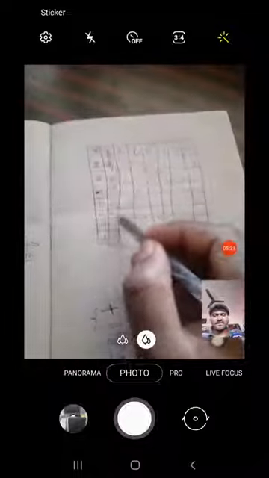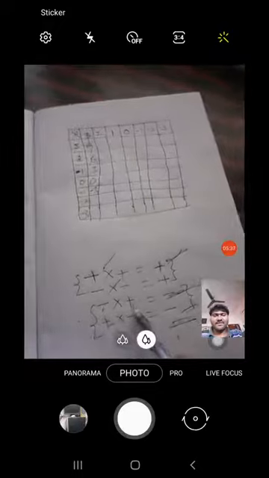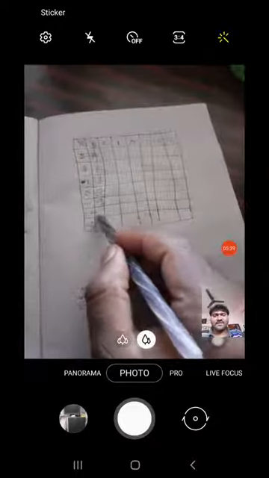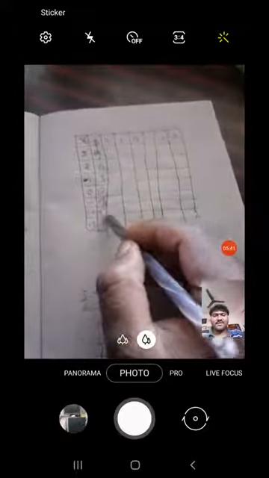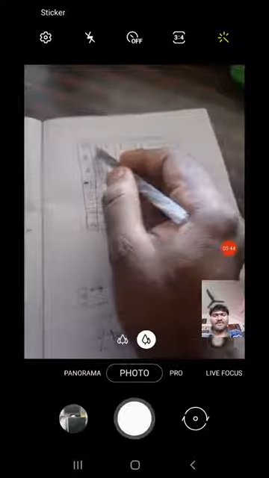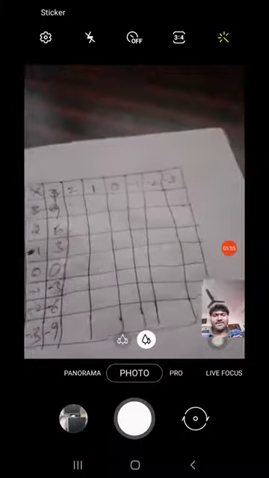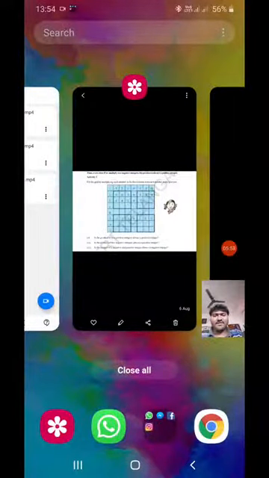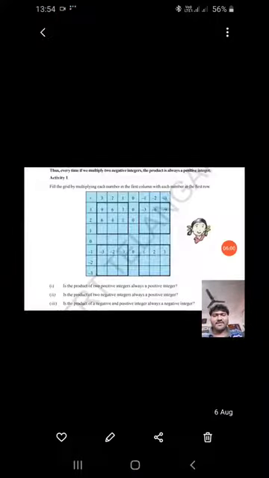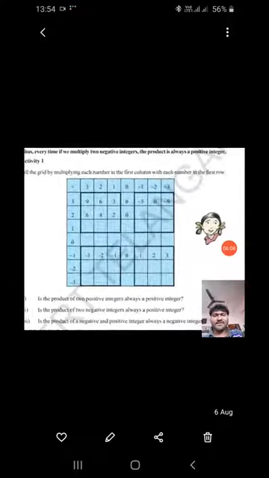So 1 into 3 is 3. And one more is there. This is negative, this is positive. Negative into positive, the answer will be negative. 2 into 3 is 6. And this is negative, this is positive. Negative into positive, negative. And 3 into 3 is 9. I hope you understand this activity, and you can also do this activity and send it on WhatsApp. Next, you can observe there this activity already has some solution on the table. Remaining you can do it and send it on WhatsApp.